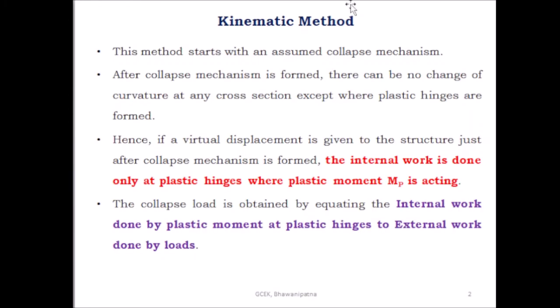First, coming to the kinematic method. This method starts with an assumed collapse mechanism. After the collapse mechanism is found, there can be no change of curvature at any cross section except where plastic hinges are found. Hence, if a virtual displacement is given to the structure just after the collapse mechanism is found, the internal work is done only at the plastic hinge where plastic moment MP is acting.